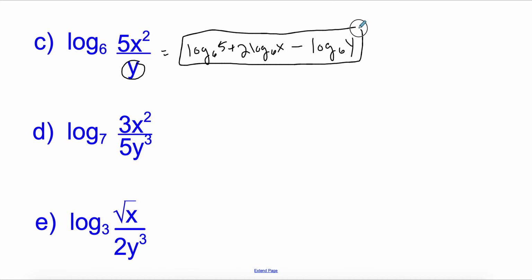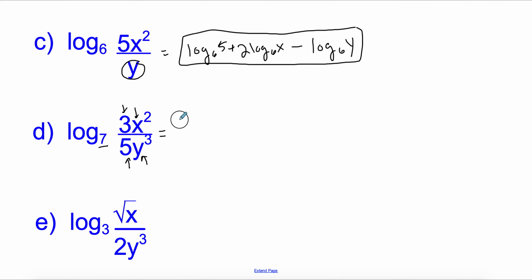So trying the next one, we're going to have 4 logs for this one. We need a log for the 3, a log for the x, a log for the 5, and a log for the y. So whatever bases you have in there, you need a log for each base. Okay, and this is going to be log base 7 because we have the little 7 down there.